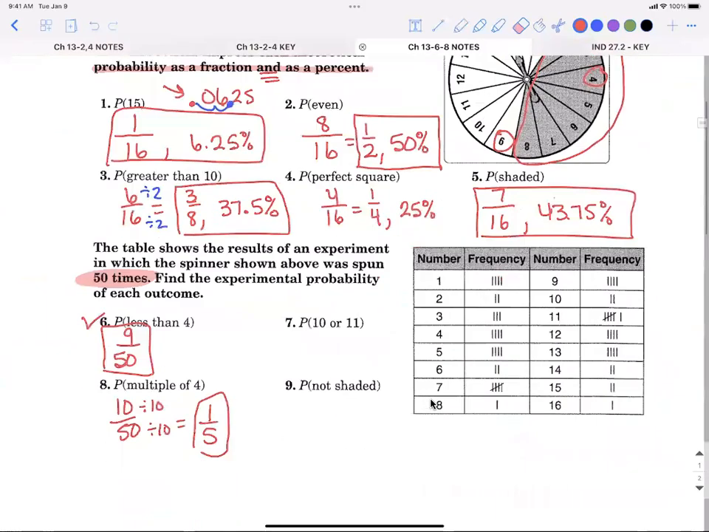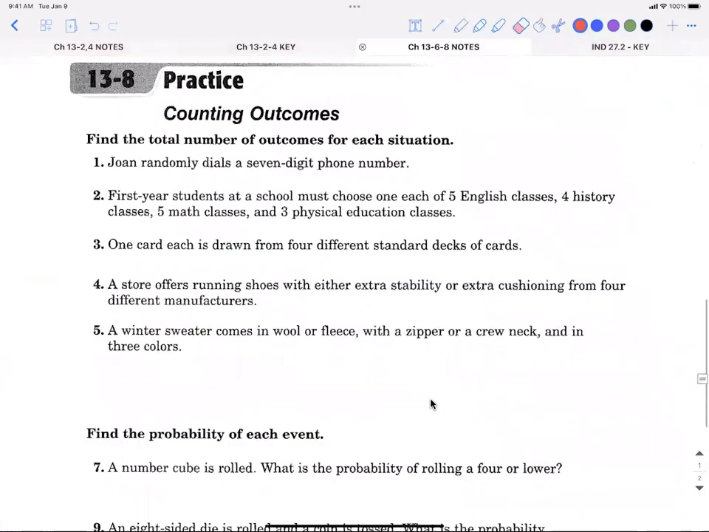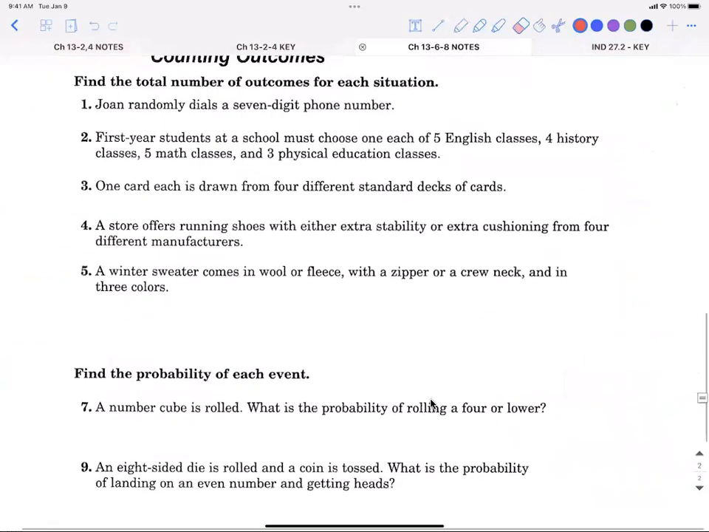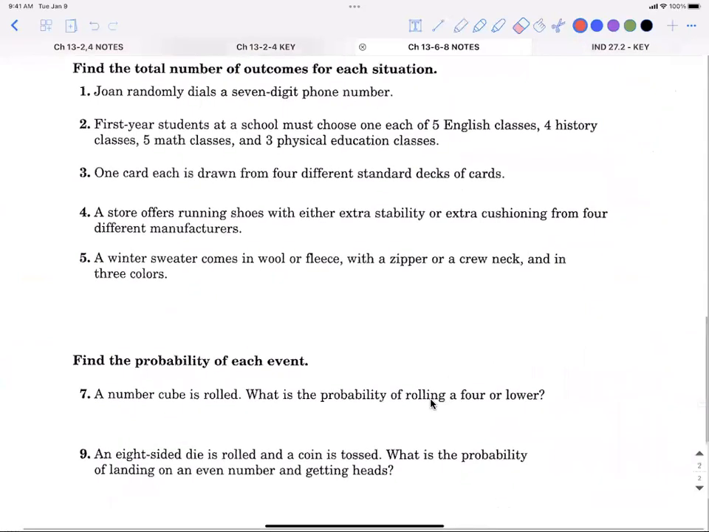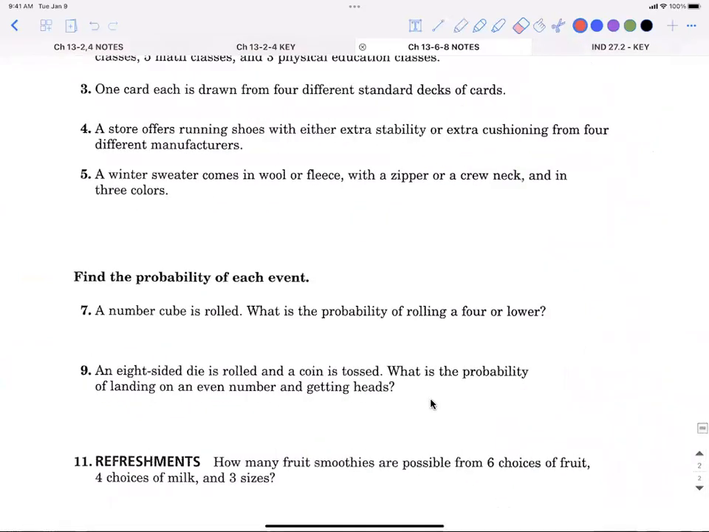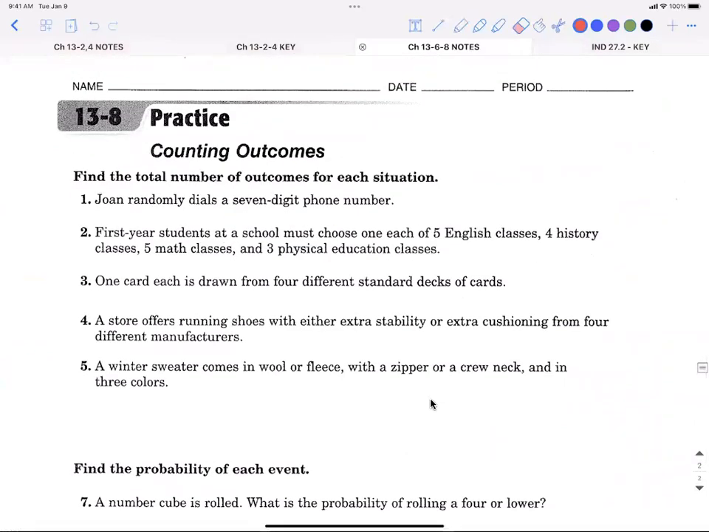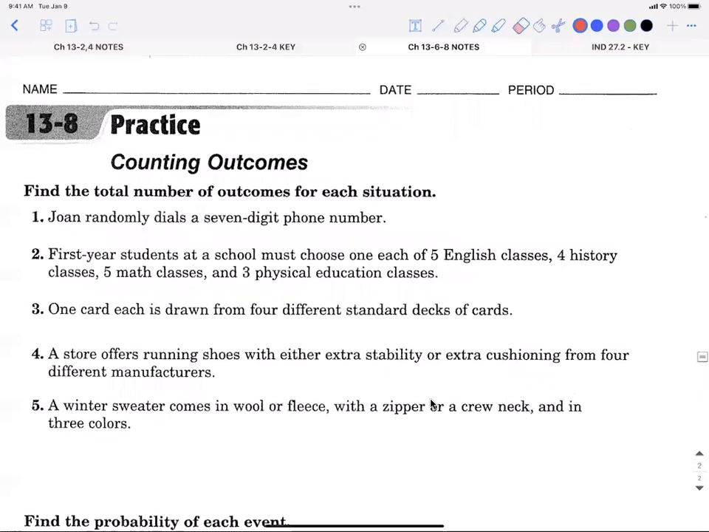All right, let's flip over to the back, and we've got counting outcomes and then probabilities of events rather than just a single spin. And so we're going to talk about events where you've got 2 or 3 things happening instead of just one spinner. Okay, so first let's look at how to tally the total number of outcomes for a situation. I can't do these without writing out the situation. And I'll show you what I mean here in a second.